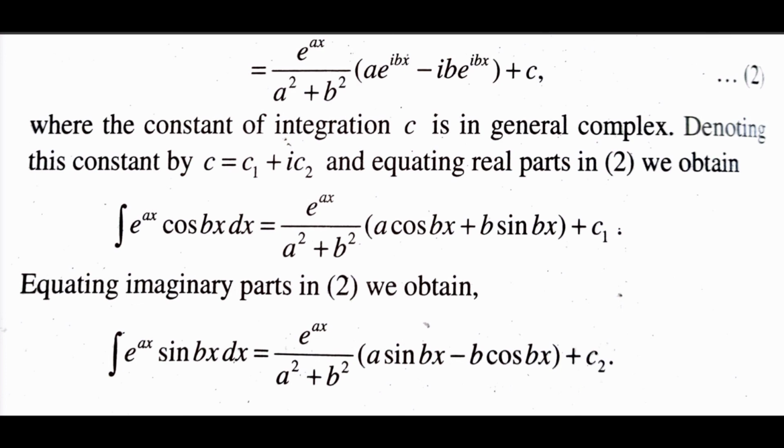and equating the real part in 2, we obtain integral of e raised to ax cos bx dx equal to e raised to ax divided by (a squared plus b squared) into (a cos bx plus b sin bx) plus c1. Equating imaginary parts in equation 2, we obtain integral of e raised to ax sin bx dx equal to e raised to ax divided by (a squared plus b squared) into (a sin bx minus b cos bx) plus c2. Please write down in your notebook.